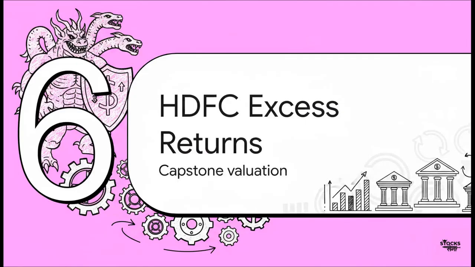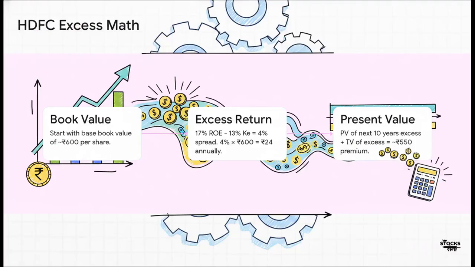Section 6, HDFC Bank Excess Returns. Our capstone bank valuation. Let's walk through our final boss challenge for this explainer and run the excess returns math for an absolute heavyweight, HDFC Bank. Here's how the math breaks down. Step 1. We start with a baseline book value of roughly 600 rupees per share. Step 2. We calculate the excess spread. HDFC has a great ROE of 17%, and we estimate their cost of equity at 13%. That leaves a nice 4% excess spread. 4% of that 600 rupee book value means they generate 24 rupees per share of pure excess return annually.